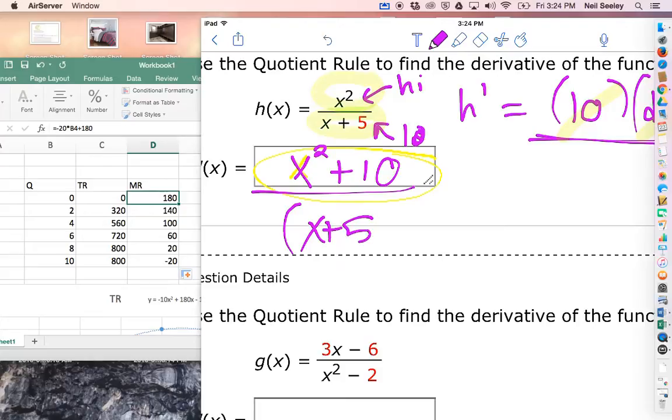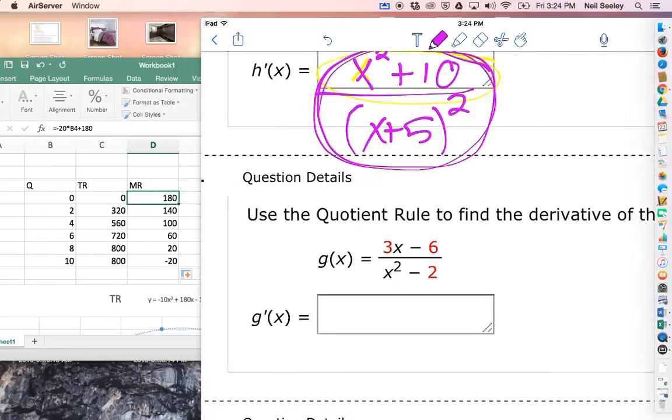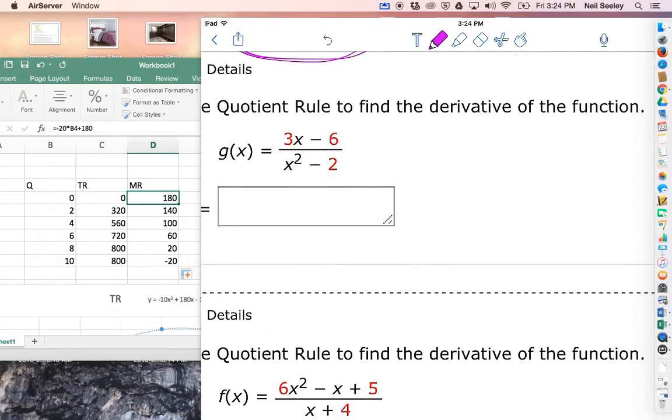The only reason it looks kind of similar to the original is after I simplified, it looks something like this. By the way, this is the whole thing I'm circling. That would be the result I'd write in there. Okay. One more quotient rule, and we'll call it good because the video is getting a bit long.